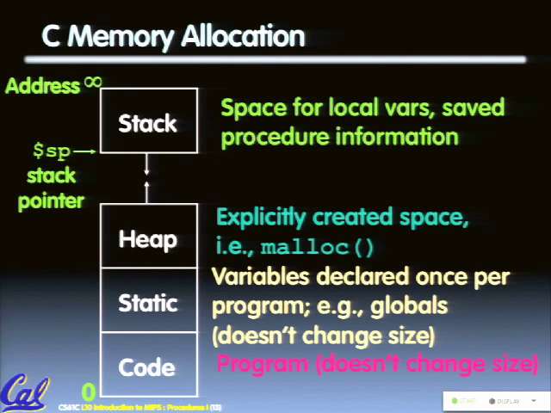Yeah, I mean, you could do it with more complexity, but it's cleaner to divide them up into the part that grows based on function calls and the part that grows based on malloc, the explicit request for memory. It's cleaner that way. Yes?